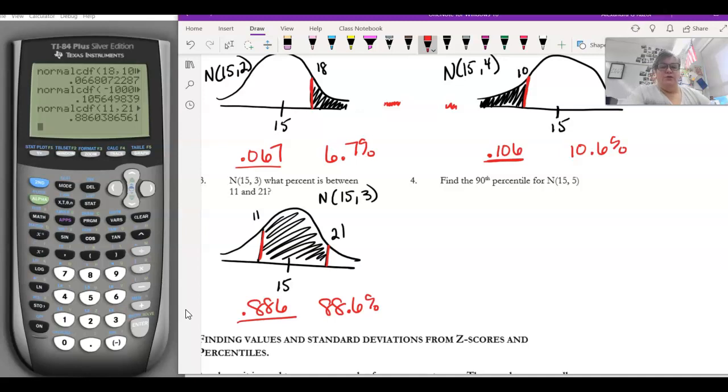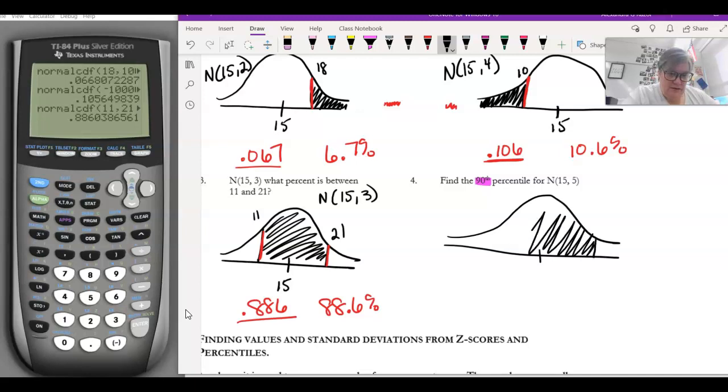Okay, problem 4 is totally different because what we're doing is I'm telling you the percent, and we have the 90th percentile. So what that means, let's look at what this picture means. A lot of you are familiar with your SAT scores, and you kind of recognize what percentile you're in. If you're in the 90th percentile, that means that 90% is below that line.